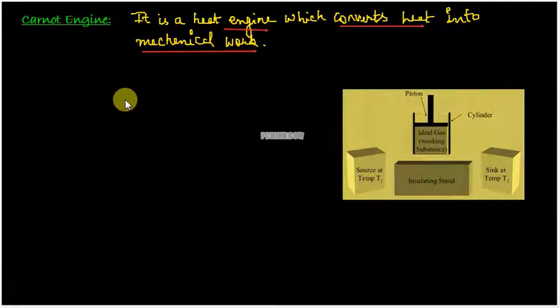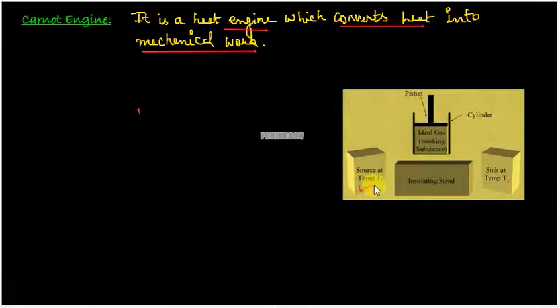It is based on 4 steps, as you've already learned in thermodynamics: isothermal expansion, isothermal compression, adiabatic expansion and adiabatic compression. So this Carnot engine is going to work on the basis of these 4 steps, going through a complete cycle. And essentially the main construction would include the essential parts of an ideal heat engine.